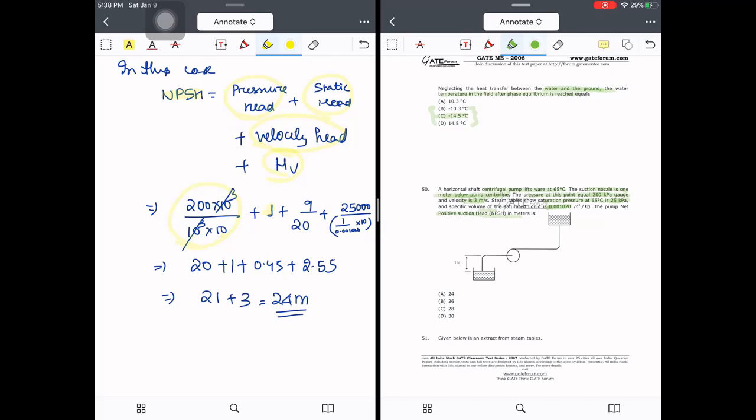Then what is this 25 kilopascal? And a specific volume of saturated liquid has been given. So I will be converting this 25 kilopascal also in terms of the pressure head. At the end, this is nothing but the HV, H of the vapor. This saturation pressure, from here I will be getting somewhere related to 24 meters. So therefore the answer is 24 meter.